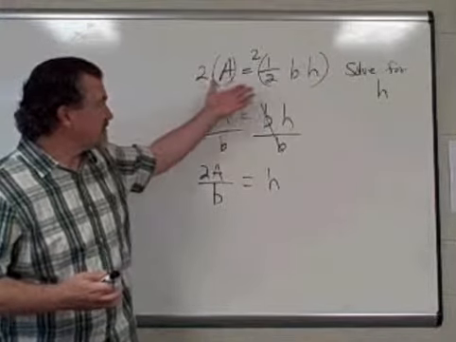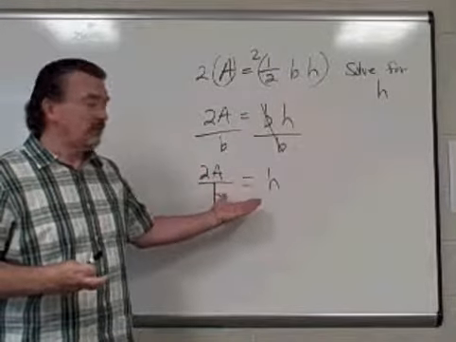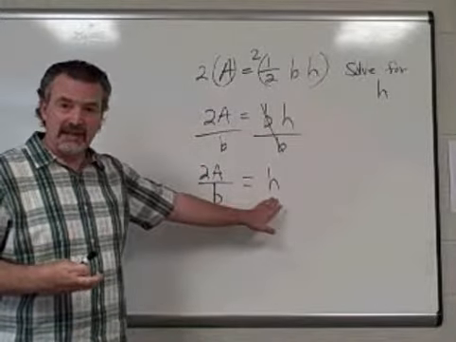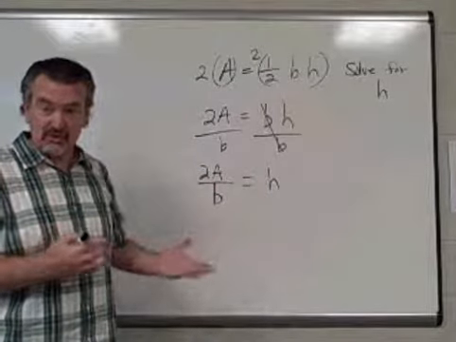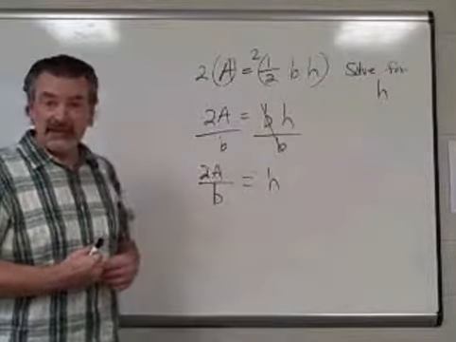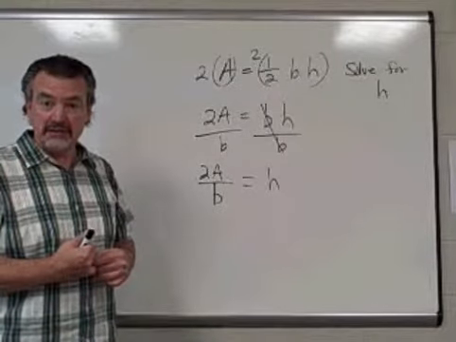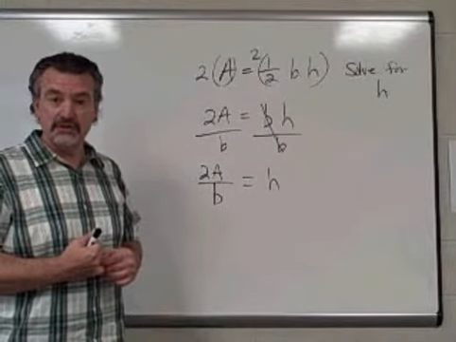So we've taken this formula and we've solved it for H. We've isolated H on one side of the equation with a coefficient of positive 1. That's what it means to solve for that variable. And again, the technique I used was very closely related to my technique for solving linear equations in one variable.